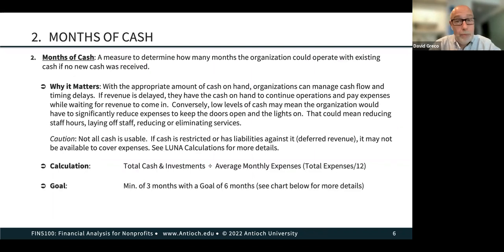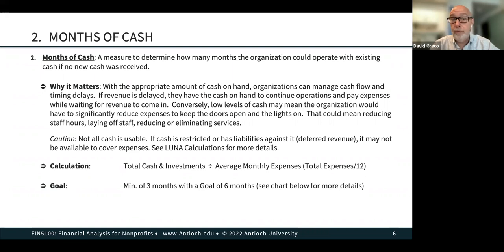All right, second one, same thing. We've already talked about it, months of cash, right? We take the total amount of cash and investments the organization has, and we divide that by their average monthly expenses. Now, again, the biggest caution here is not all cash is usable, right?